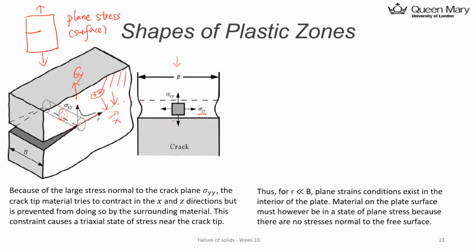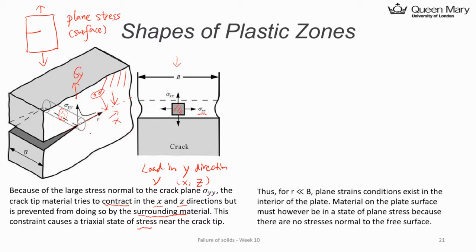But here, I just wanted to emphasize, within this small amount of material inside the material, once you load it, the material tries to contract, because there is a Poisson's ratio. We load it in the y direction, but because of Poisson's ratio, mu, the material will try to contract in the other two directions, x and z. Since you have a lot of surrounding material, it is bound by the surrounding material. So this constraint will cause a triaxial state of stress inside the material, like here.